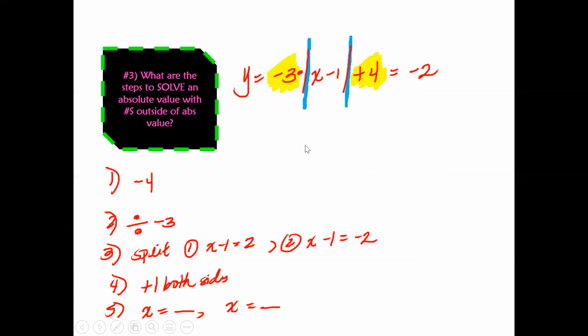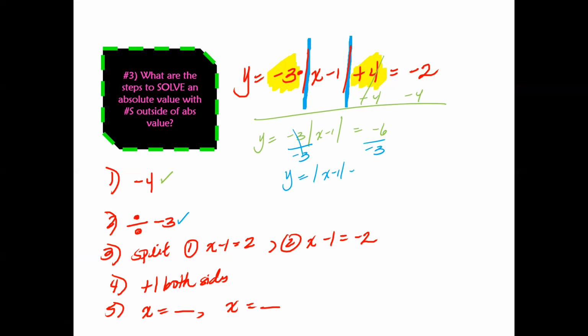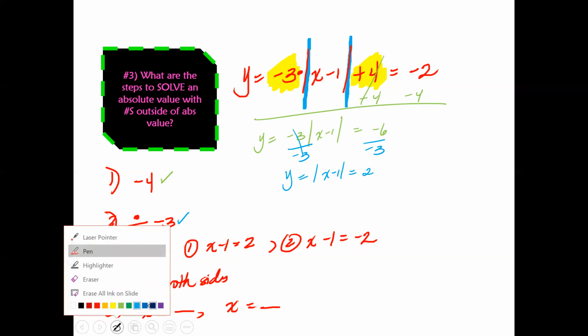All right, and then let's go ahead and take a look at this part here. When we're solving an absolute value equation, you want to get rid of the -4 first. So subtract 4 on both sides. You have -3 absolute value of x minus 1 equals, this part cancels, -6. Step 2, divide by -3 on both sides. So absolute value of x minus 1 equals +2.